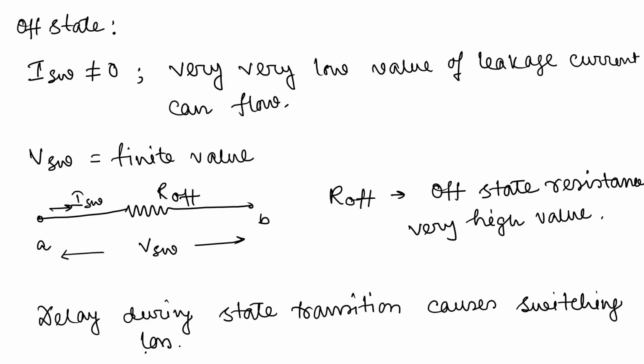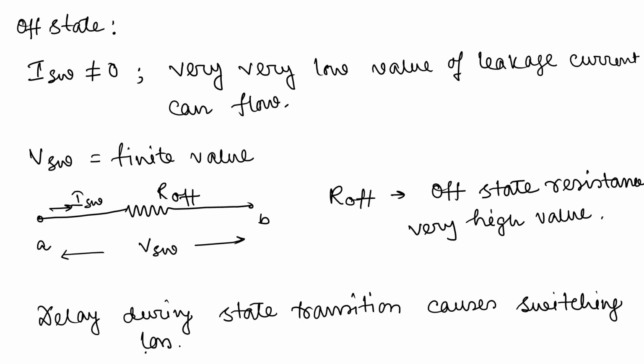So when current is flowing through it, the I switch will be the V switch, that means the voltage supply across the switch, divided by this off-state resistance. As the off-state resistance is very high, the I switch will be very small. So this is the conduction blocking loss. First, in the on state, it is the on state conduction loss. During the off state, it is called the off state blocking loss.